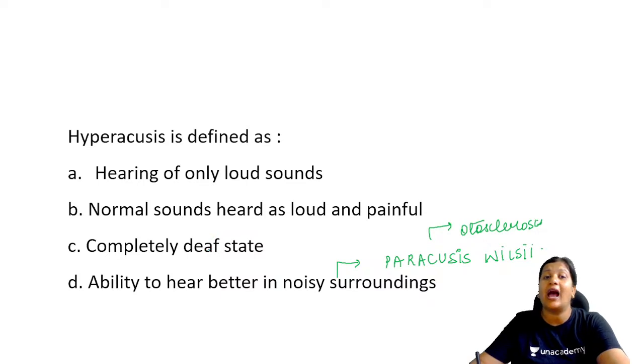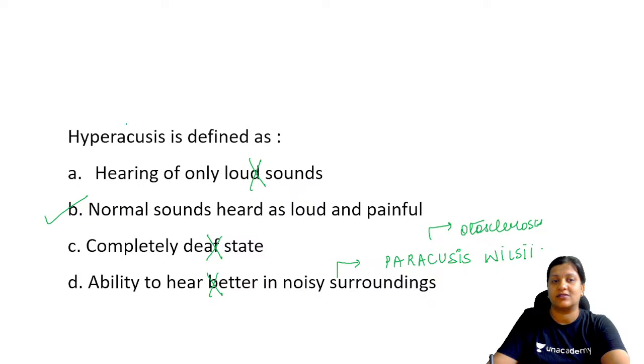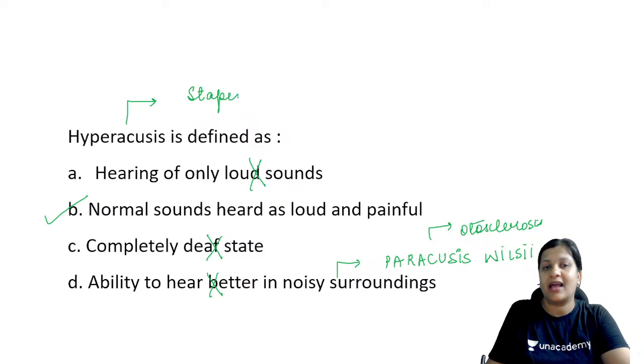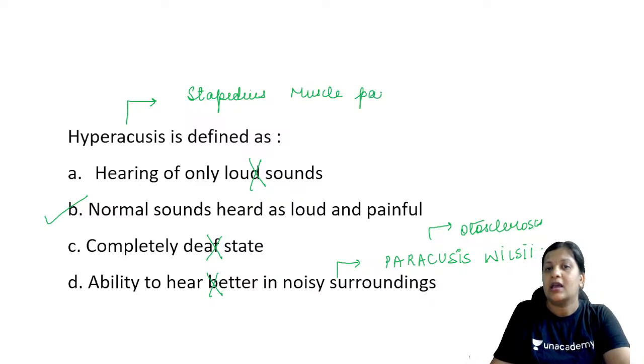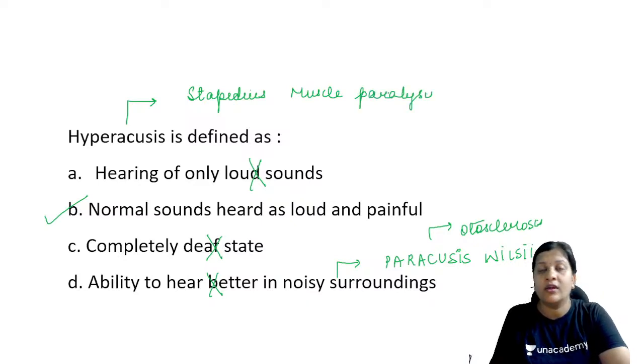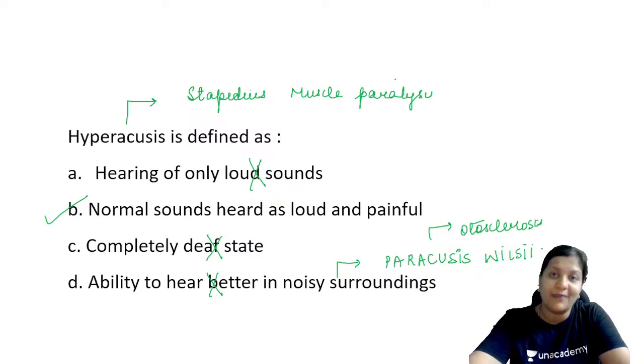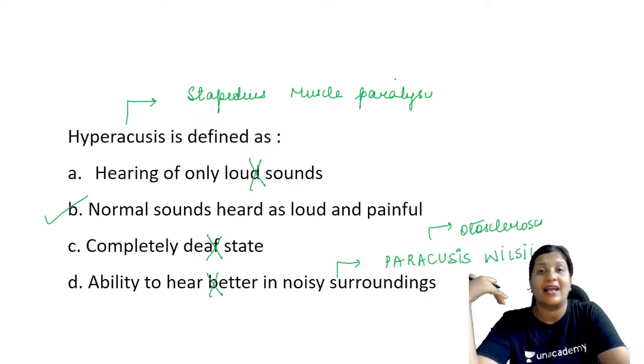Completely deaf state is hypoacusis, so this also cannot be the answer. Now, hearing only loud sound is not hyperacusis, but normal sound being heard as loud and painful is called hyperacusis. Hyperacusis occurs whenever the stapedius muscle is paralyzed. Whenever there is stapedius muscle paralysis, can it contract? No. If it cannot contract, will it allow excessive sounds to enter from the middle ear to the inner ear? Of course, yes. And as a result, normal sounds will be heard as loud and painful.